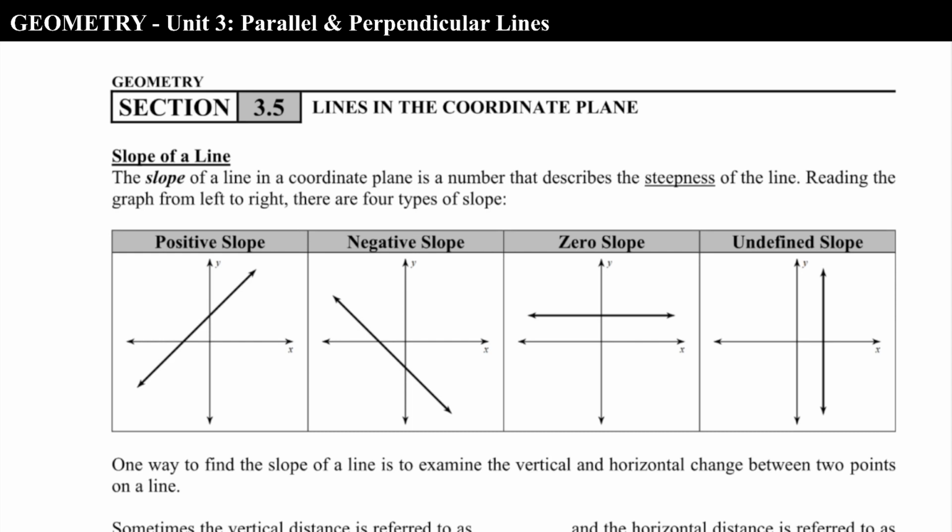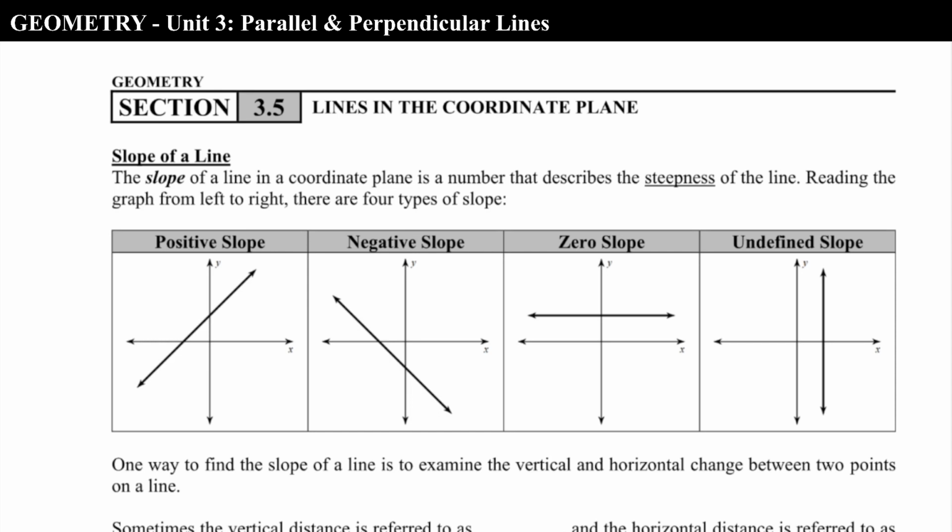So the slope of a line is an indication of its steepness, okay? We read a graph from left to right, and there are four types of slope. You have positive slope, negative slope, zero slope, and undefined slope. Positive slope is when the line is going upward from left to right. Negative slope is when it's going downward. Zero slope is when you have a horizontal line, and you have undefined slope when it's going up and down.